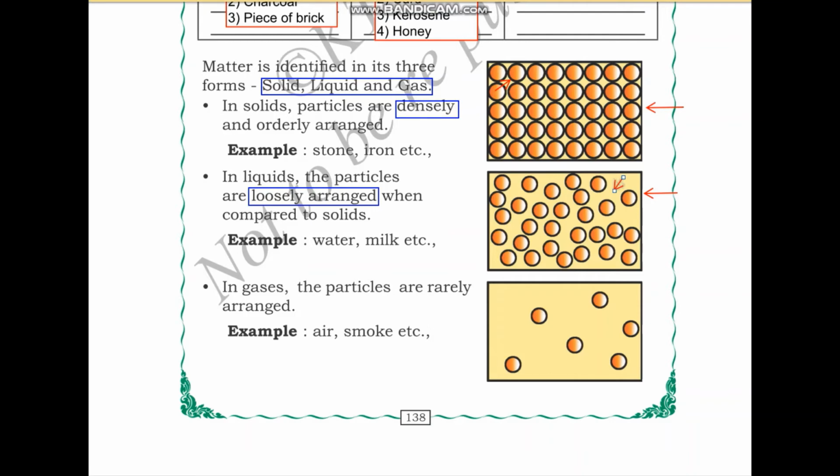Now, compared to solids and liquids, gases, they are very rarely arranged. Rarely arranged means there is too much space between two particles. So, as you can see in the third image here, the space between two particles is much more than solids or liquids. Examples for gases are air, smoke, etc.